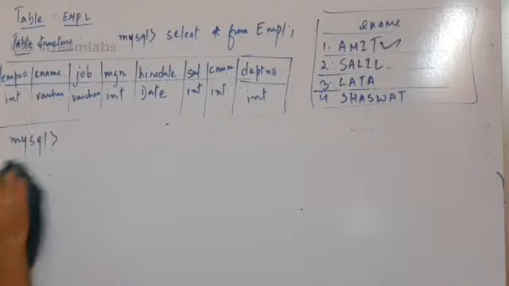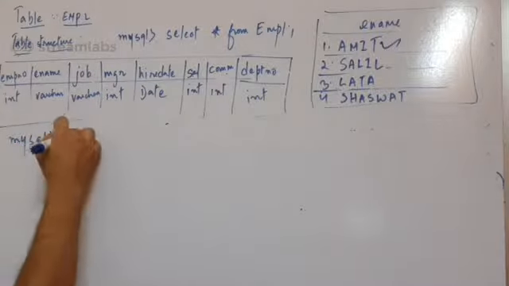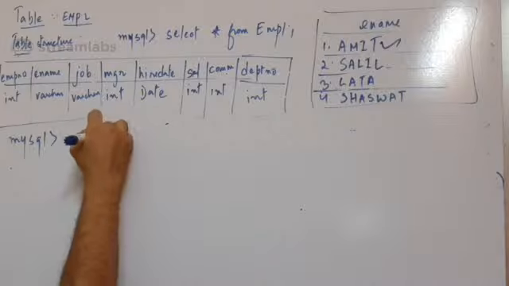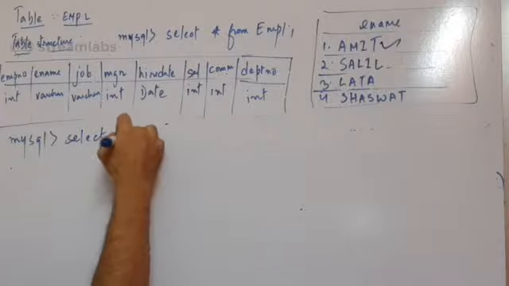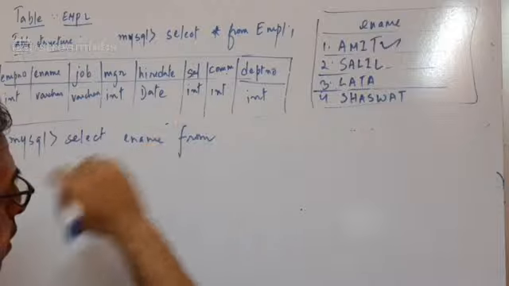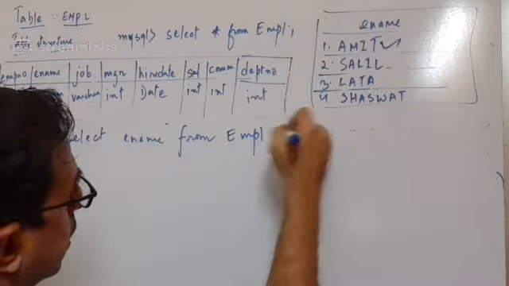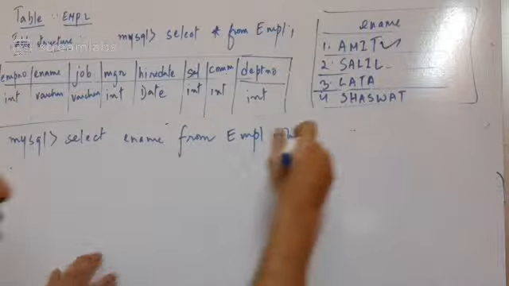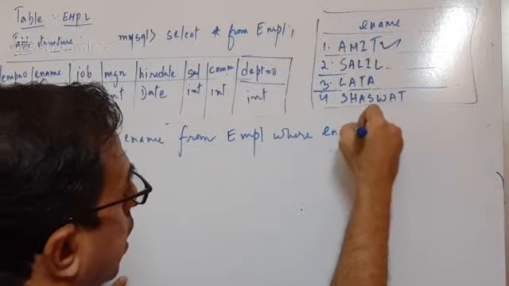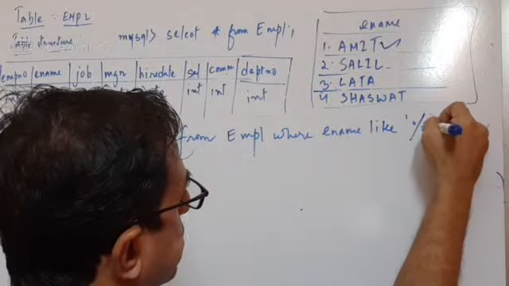So again in the MySQL prompt, what we will write is: select ename from EMPL where ename like, and here you can use a percentage sign.